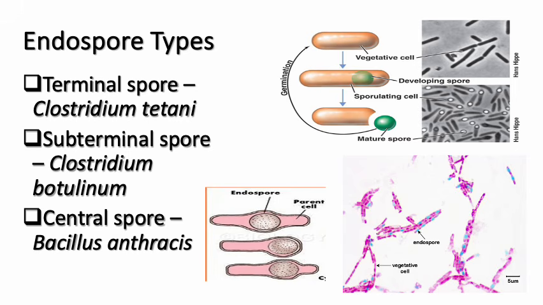Okay? Now, endospores can be classified according to the position within the bacterial cell in which they can be found. Terminal spores are found at the tips of the bacterial cell. Subterminal spores are found near the ends or tips of the bacterial cell. And central spores are found in the center. The placement of the endospores may be used for the identification of some microbial species. For example, Clostridium tetani usually produces a terminal type of spore, while Clostridium botulinum produces a subterminal spore location. An example of a bacterium that produces a central spore is Bacillus anthracis.